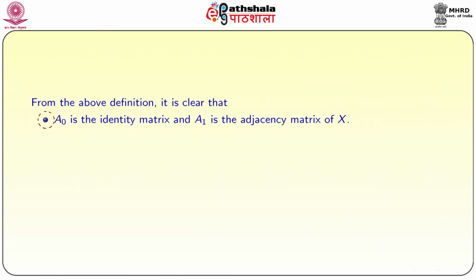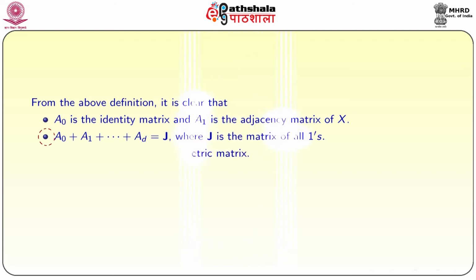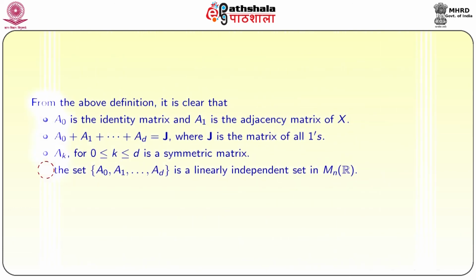From the above definition it is clear that A_0 is the identity matrix, A_1 is the adjacency matrix of the graph X, and A_0 plus A_1 plus up to A_d equals J. Remember that this J is the matrix of all ones, that means every entry in J is equal to 1. A_k for 0 less than or equal to k less than or equal to d is a symmetric matrix, since the adjacency matrix itself is symmetric. So, all these matrices are going to be symmetric. Thus, the set A_0, A_1 and so on up to A_d is a linearly independent set in M_n(R).